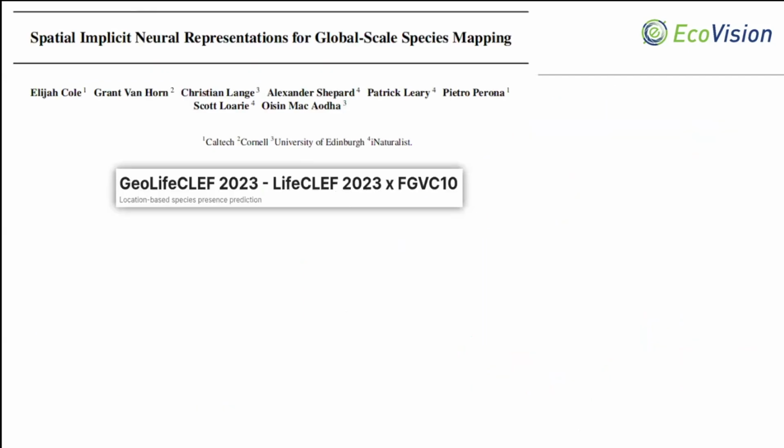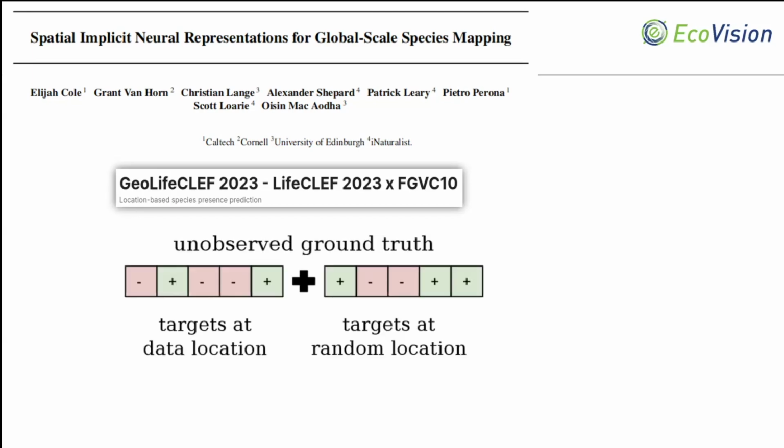And this is based on this original SINR paper by Cole and collaborators led by Oisin, that many of you might also know, University of Edinburgh. And it's based on the data set assembled by the GeoLifeCLEF team. So a big shout out to them, a fantastic data set that got us started. One of the important contributions of the Cole paper is that they handle these particular situations with the presence and absence data.